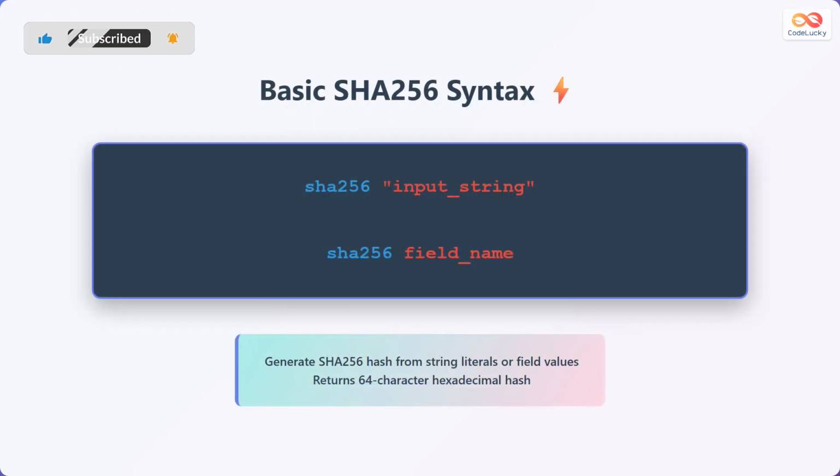The syntax for using the SHA256 command in Splunk is straightforward and flexible. You can hash string literals by using SHA256 with the input text enclosed in double quotes. Alternatively, you can hash field values by passing the field name directly to the function. The command accepts both string literals and field references, making it versatile for different data processing scenarios. The output is always a 64-character hexadecimal string, representing the 256-bit hash value.